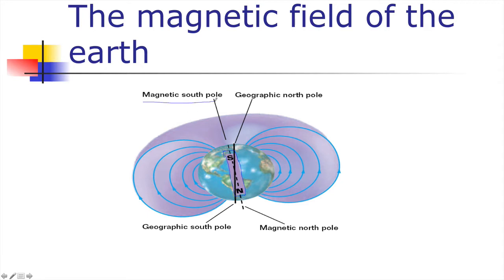As mentioned earlier, the magnetic south pole of the Earth is up here, and its geographic south pole is down here, whereas the magnetic north pole is indicated. So the magnetic field of the Earth normally runs from its north pole to the south pole. That means the direction of the Earth's magnetic field runs like this, from the southern hemisphere to the northern hemisphere.